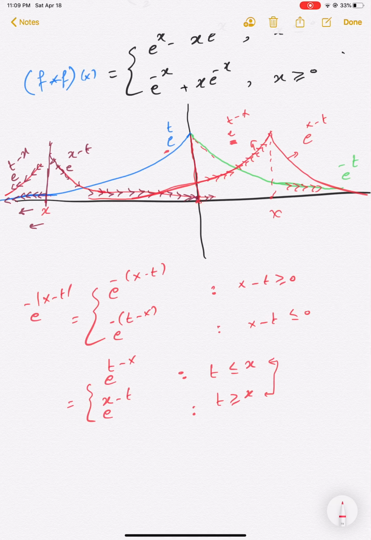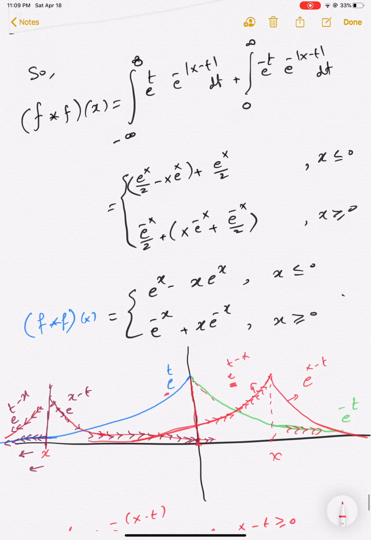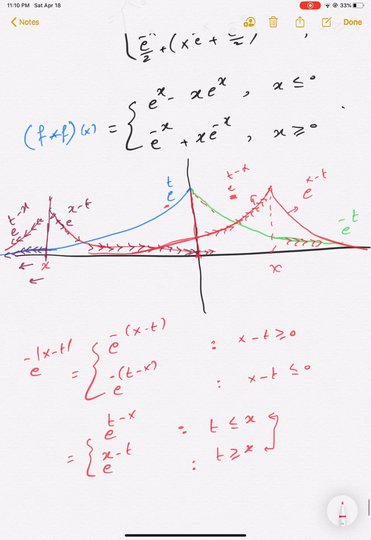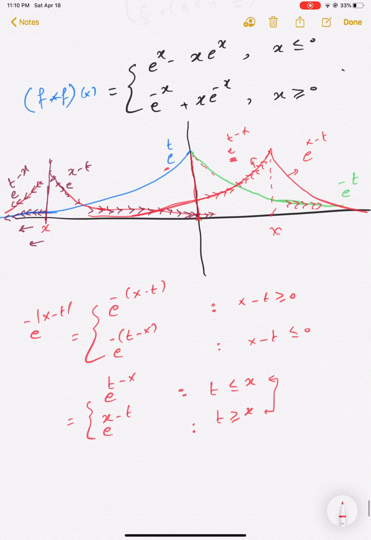Sometimes I know that some people prefer the graphics to understand the split of the integral, and some people like the way we did it before, but both are fine and they explain things in different ways. I hope this makes it clear for the convolution of this function.